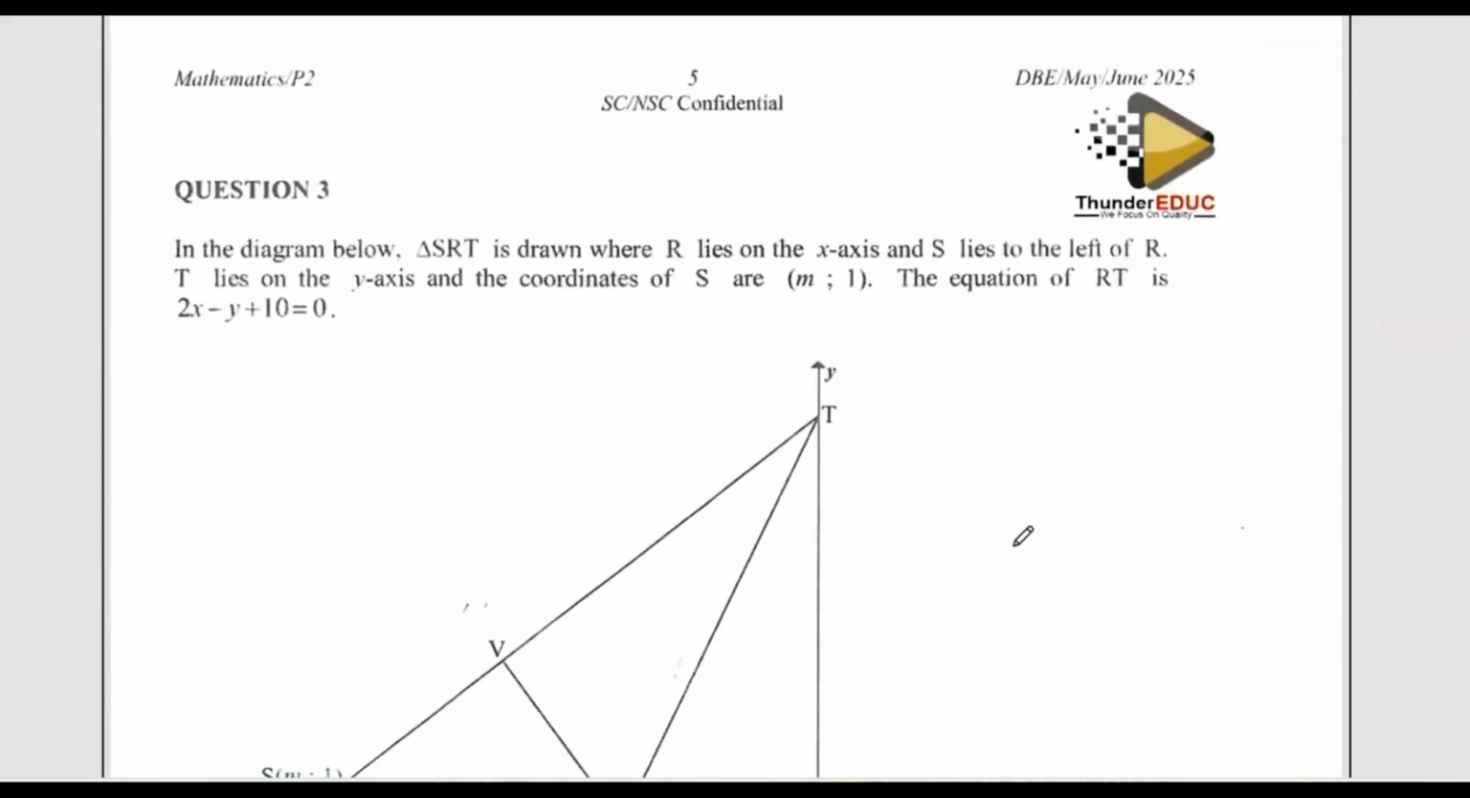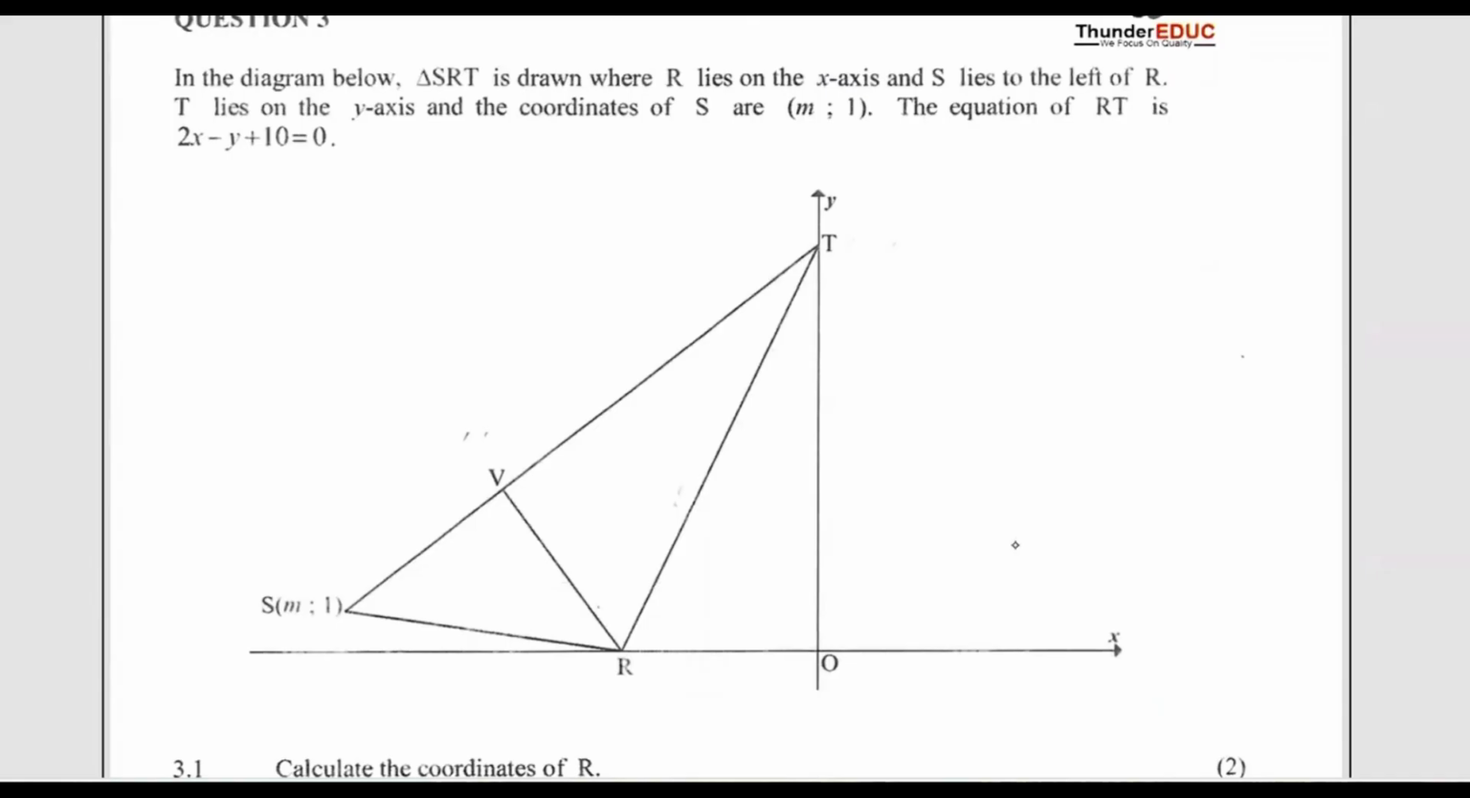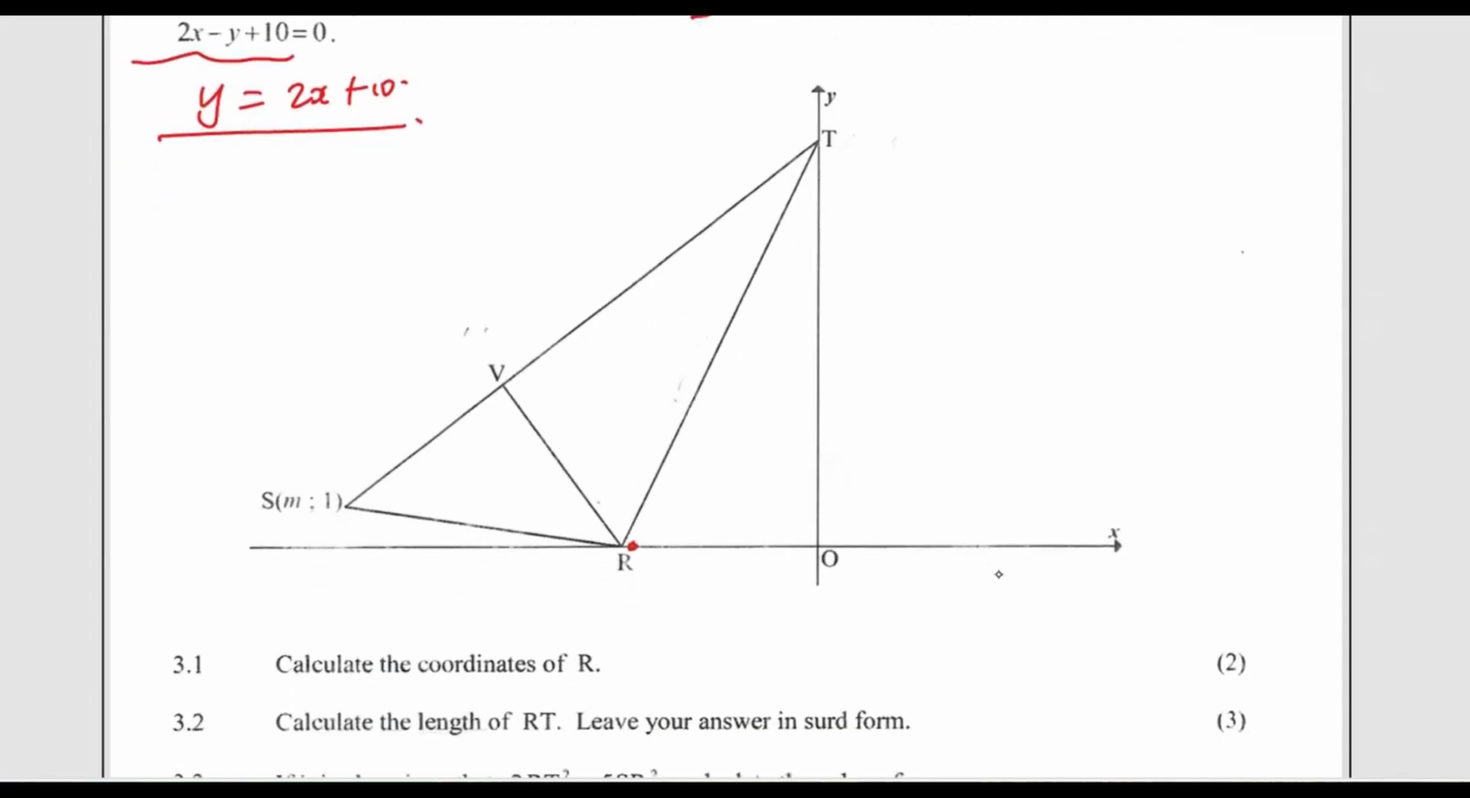Okay, then question number 3. In the diagram below, this triangle is drawn where R lies on the x-axis, okay, and S lies on the left of R. Okay, T lies on the y-axis, coordinates of that. The equation of RT is this, meaning that this equation is also the same as y = 2x + 10. Okay, let's have it in a simplified version there. Then they want us to get the coordinates of R.